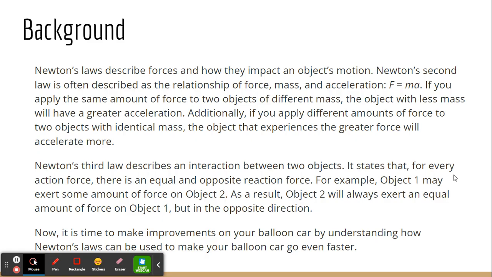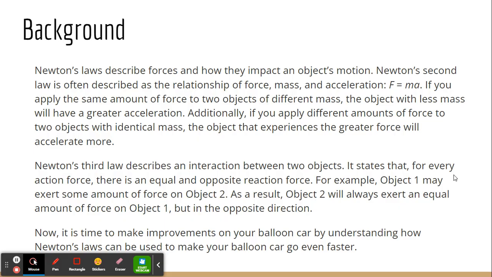So here is our background. We are focusing on Newton's laws in this unit. Newton's laws describe forces and how they impact an object's motion. Newton's second law is often described as the relationship of force, mass, and acceleration, also known as F equals ma. If you apply the same amount of force to two objects of different mass, the object with less mass will have a greater acceleration. Additionally, if you apply different amounts of force to two objects with identical mass, the object that experiences the greater force will accelerate more.